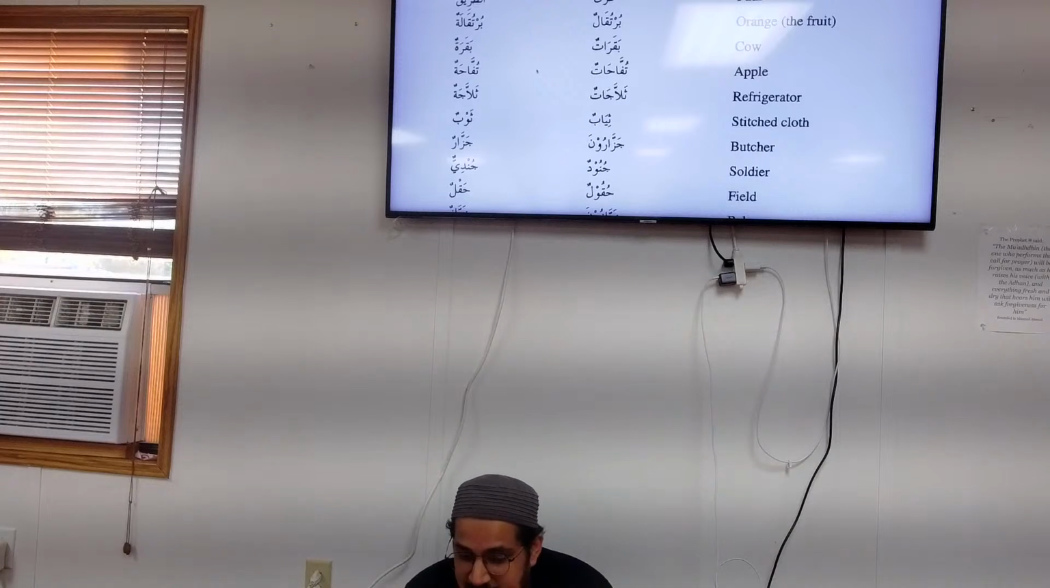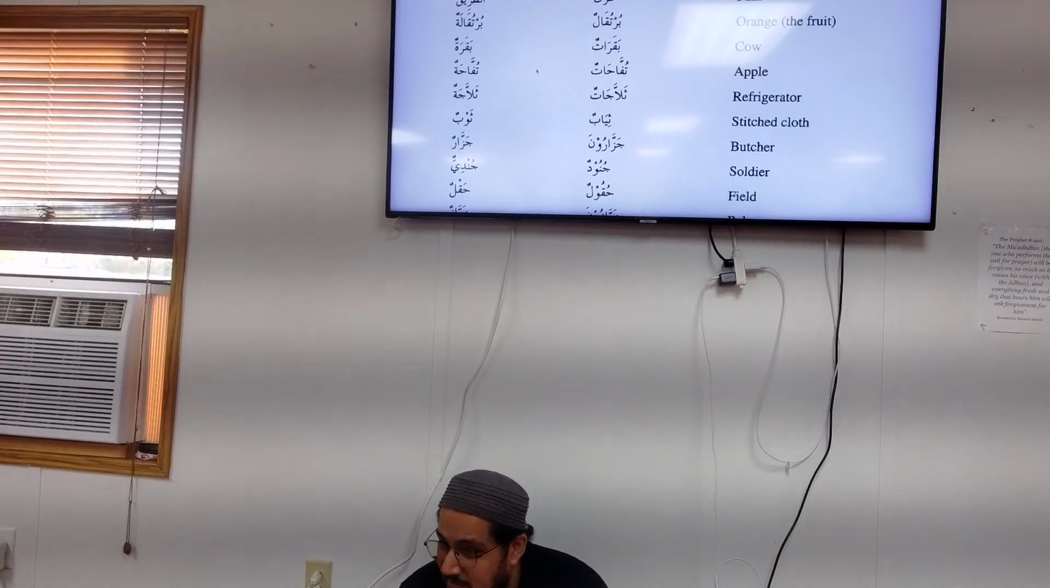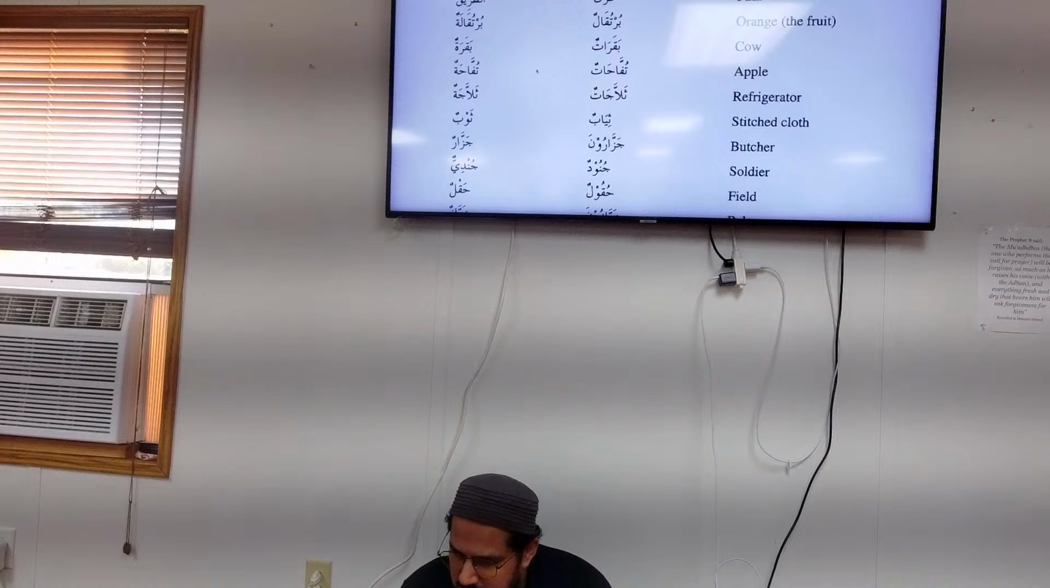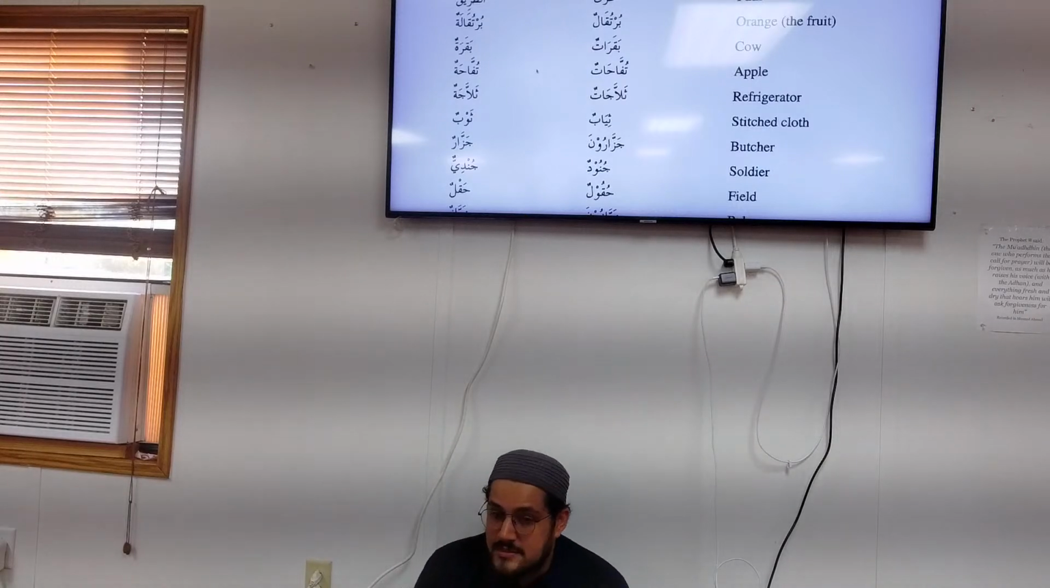It's broken. And it ends in a ta marbuta even though we're talking about man. So this is an example of ta marbuta that comes in the plural masculine words. And another example is the plural talibun.